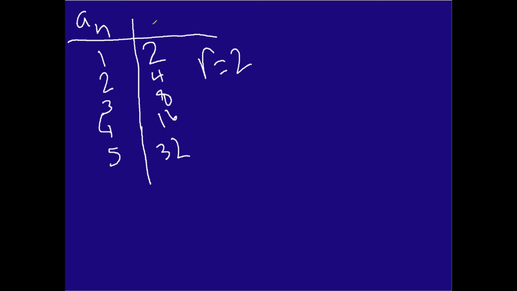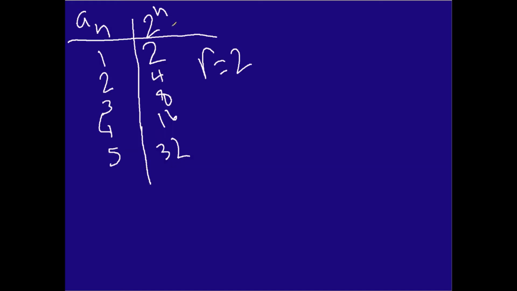And so if we wanted to write out what the formula would be, it's 2 to the n power. 2 to the first power would be 2, 2 to the second power would be 4, 2 to the third power would be 8, etc. You can see that, and this is what's happening here.